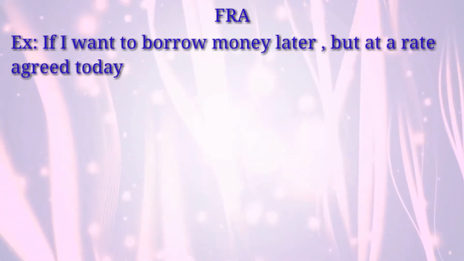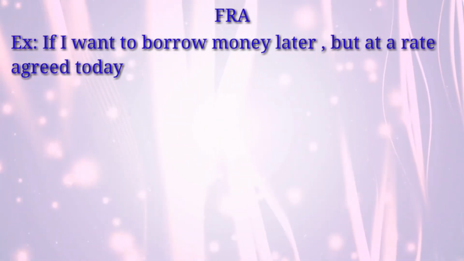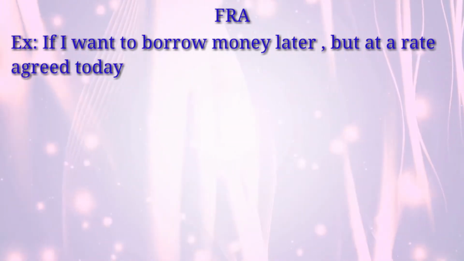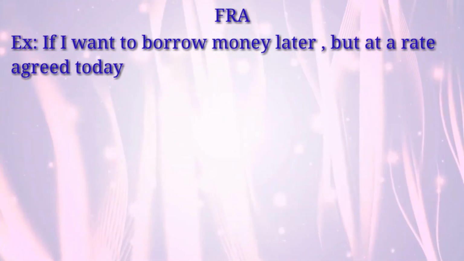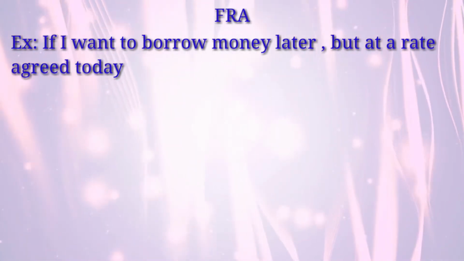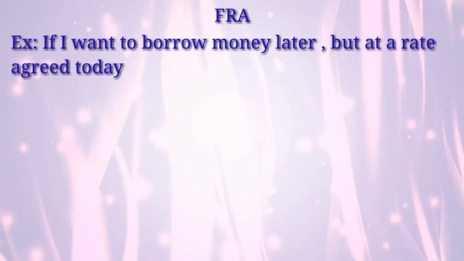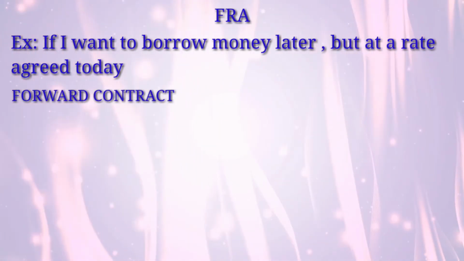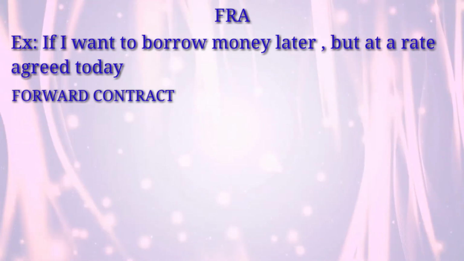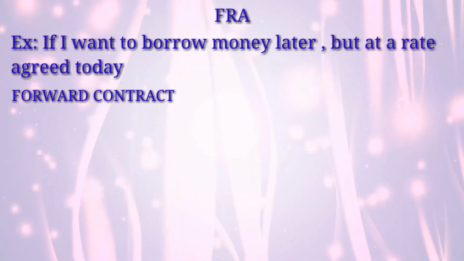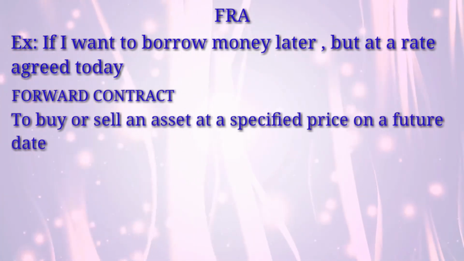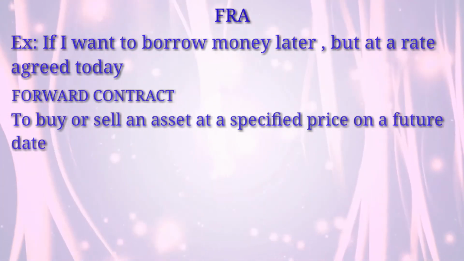Okay, suppose I want to take a loan, I want to borrow money from a bank, so I approach a bank. I want to borrow money, but not today, I want to borrow after 4 months, but I want to fix the rate now. This is just like a forward contract. You might have studied about forward contracts, right? A forward contract is an agreement or contract between two parties to buy or sell an asset at a specified price on a future date.